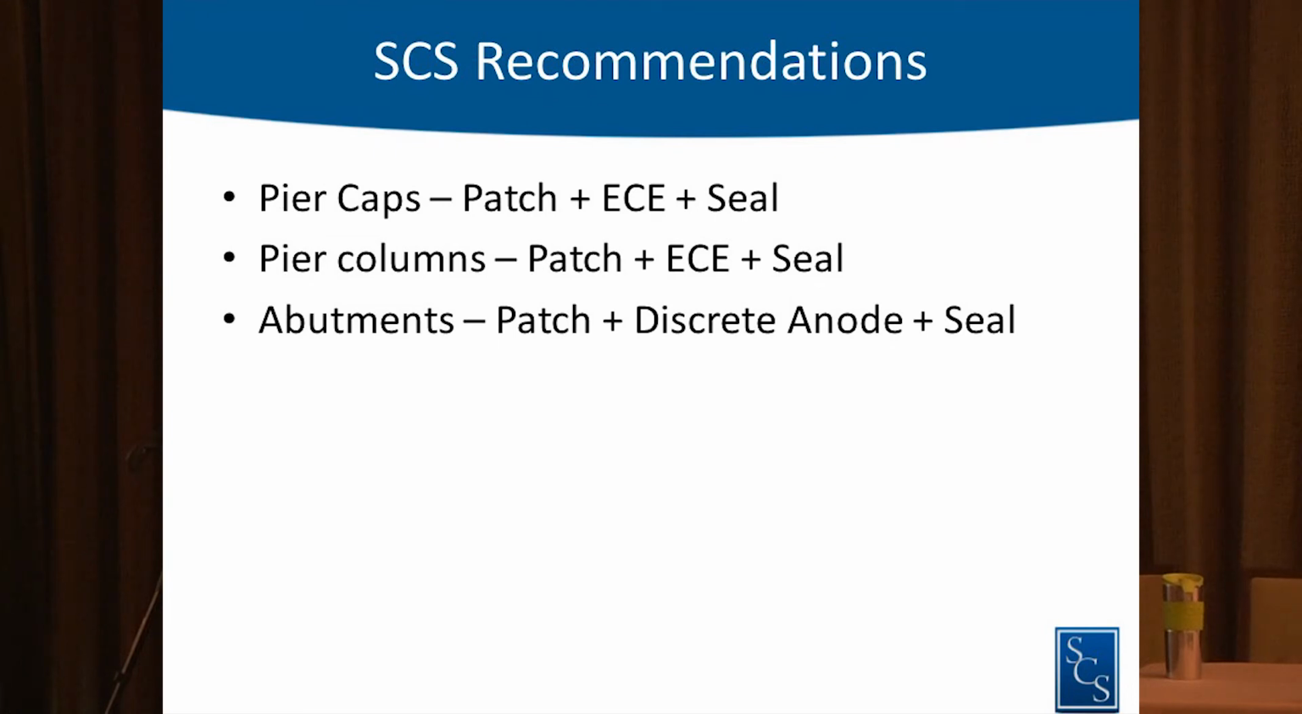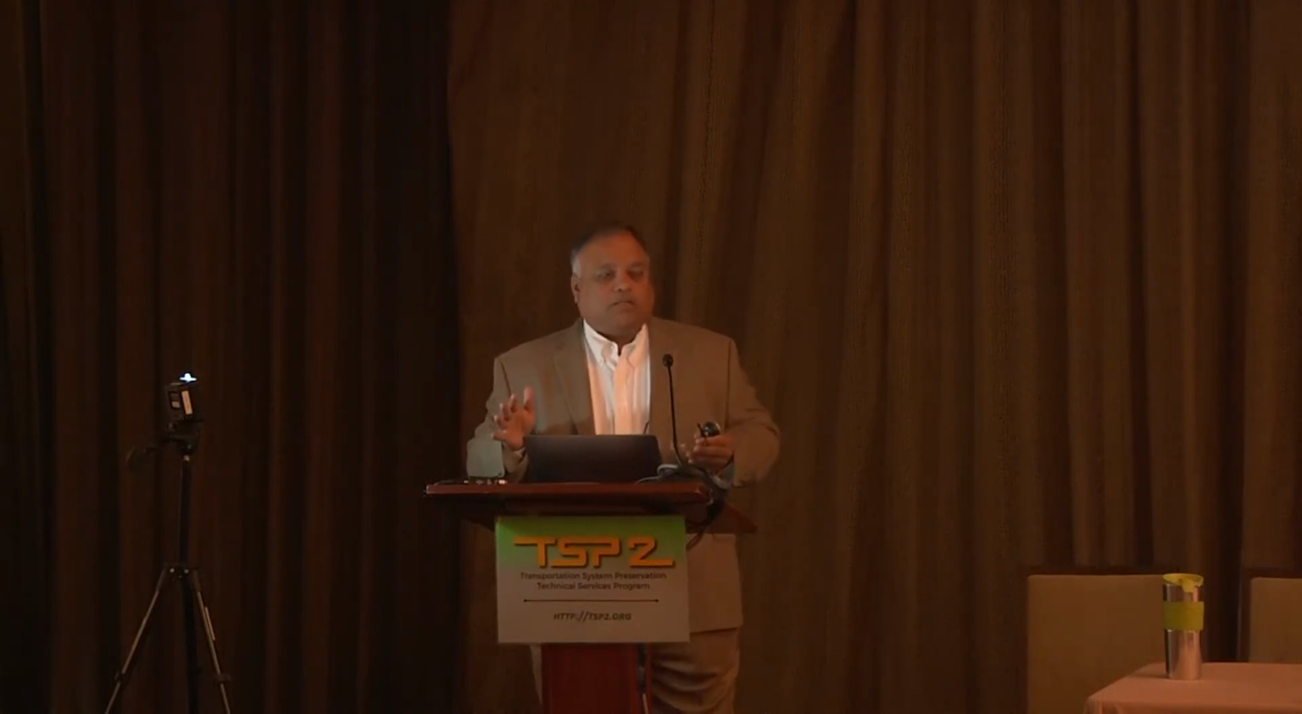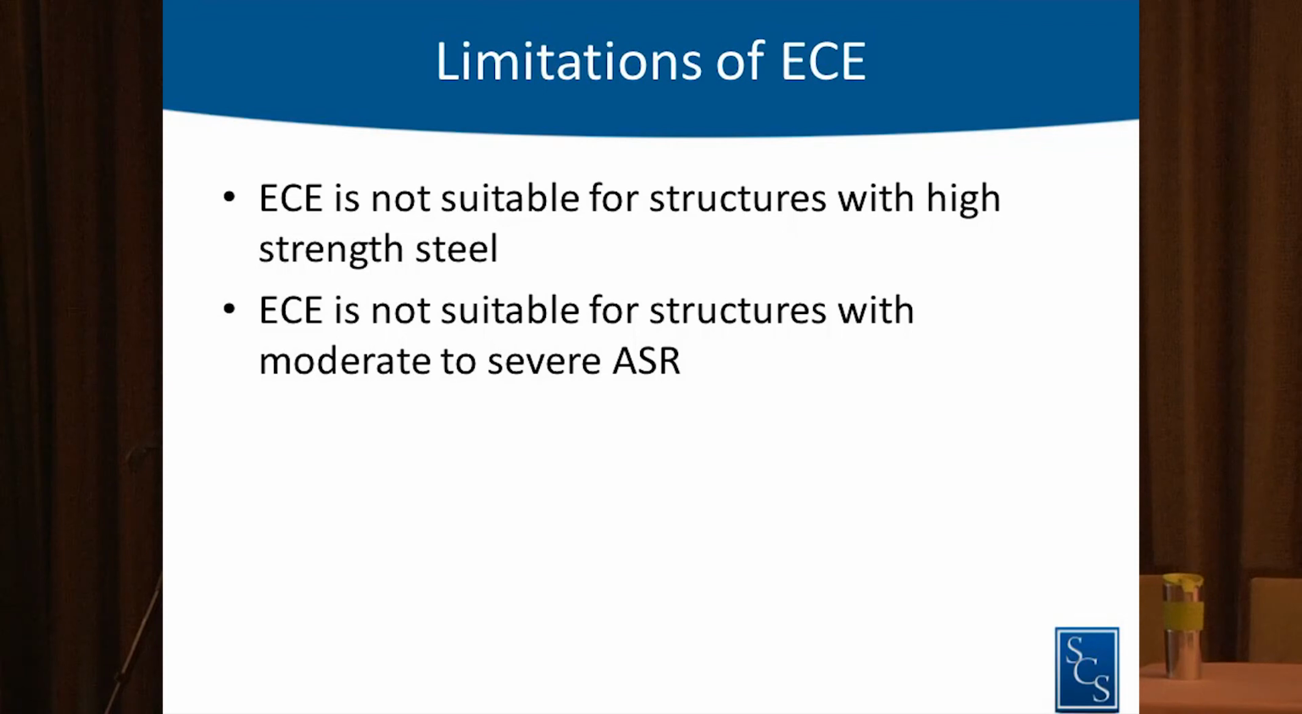And here's one thing, when you talk about ECE, there are some limitations, right? You can't use every solution on every project. You don't take one hammer and hit everything with the hammer, right? With the ECE, you're using a lot of current. So if you have high-strength steel, you're going to end up with hydrogen embrittlement if you use this, so be careful. You also generate a lot of hydroxyl ion at the steel interface. So if you're using this, be careful. If you have an ASR issue, ASR gets aggravated in those situations.